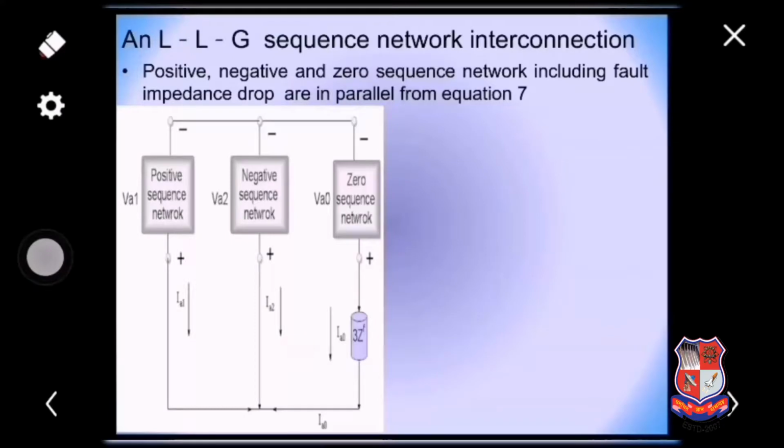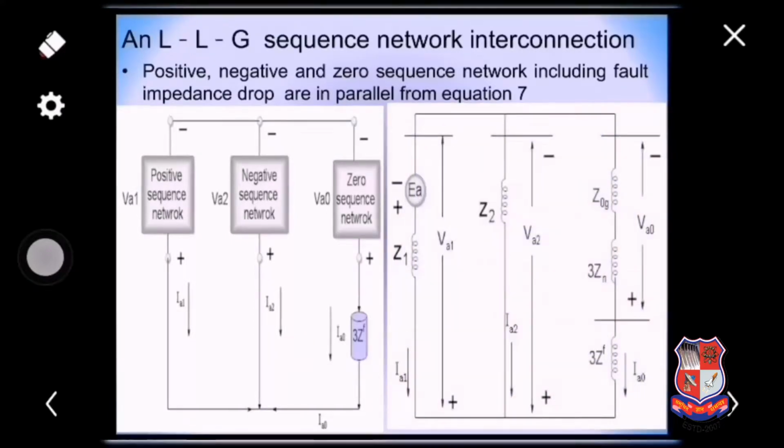Now the same connection can be represented by an equivalent circuit interconnection. The positive sequence network will have a source and Z1, while the negative sequence and zero sequence networks do not have any source. The zero sequence network will definitely have the 3Zn term, and this is the interconnection.